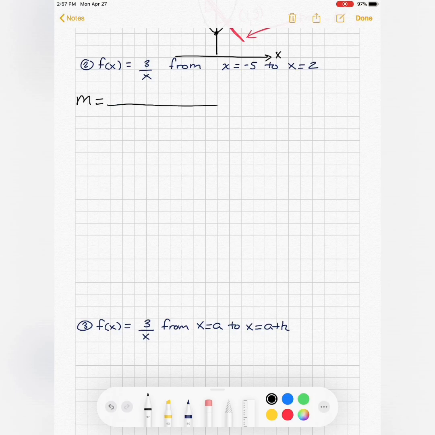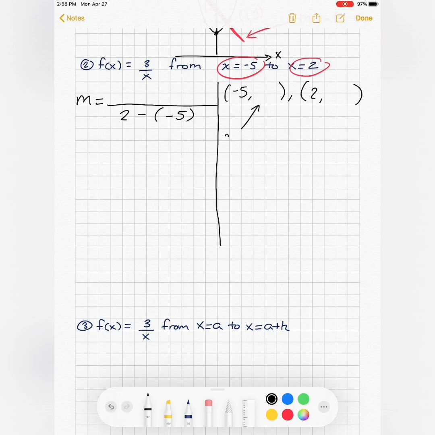So the average rate of change is just the slope of the secant line. We have x2 minus x1 filled in, just looking at these. Then I need to get the matching y's, because I have to fill in the coordinate pairs. So what is f of -5? That'd be 3 over -5, which is -3/5. f of 2 would be 3 over 2.